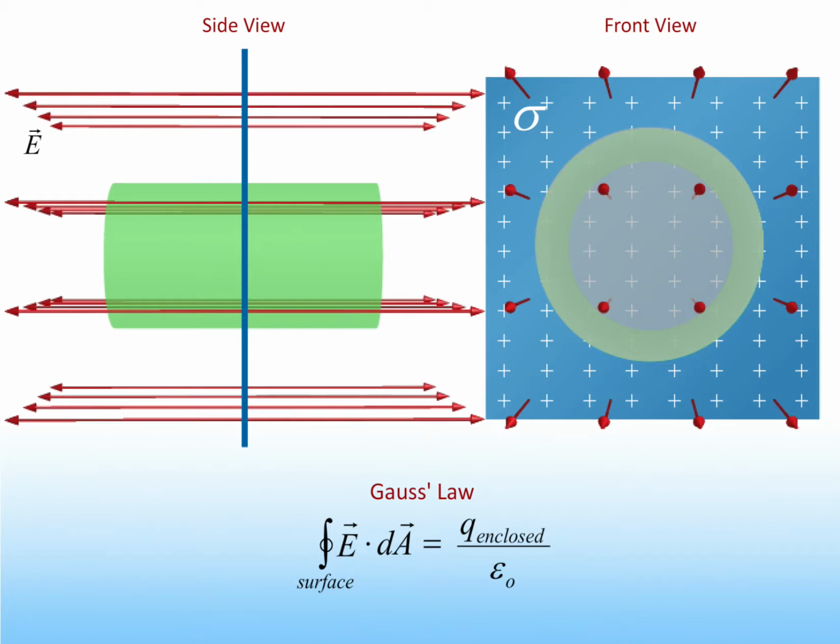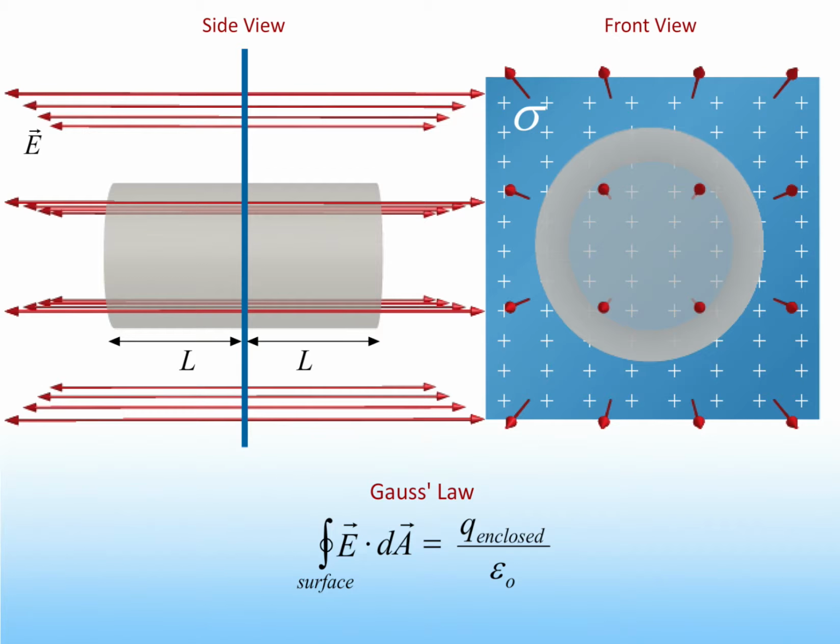Here, the field is parallel to the barrel surface and perpendicular to the two end surfaces of the cylinder. Since the field may depend on the distance from the plane, we'll position our cylinder so that the two ends are equidistant from the plane. We'll now apply Gauss's law.